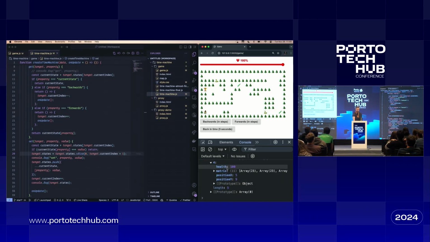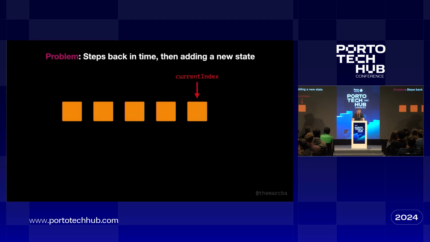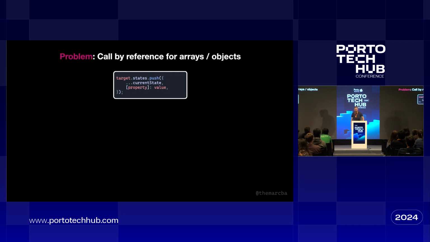So we have the health, we have the positions, and we have the matrix. Well, the matrix is actually an array of arrays. So what does this mean? Someone know what's happening? Yes, I'm mutating the matrix because it's called by reference, not by value.